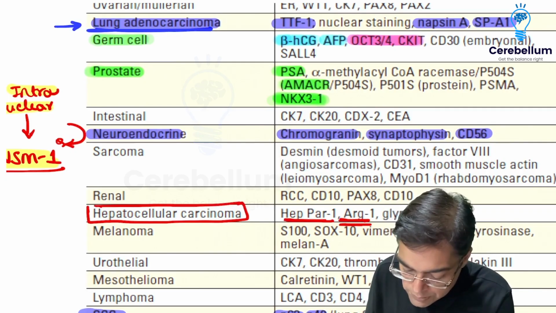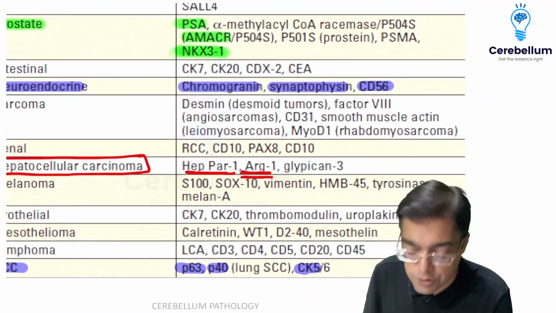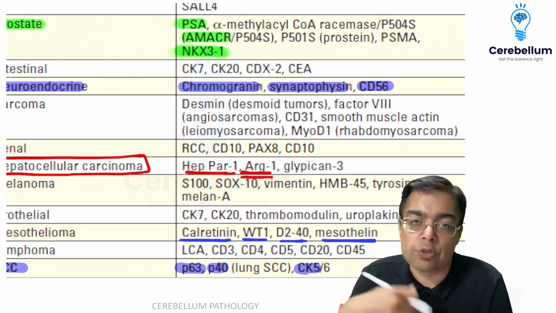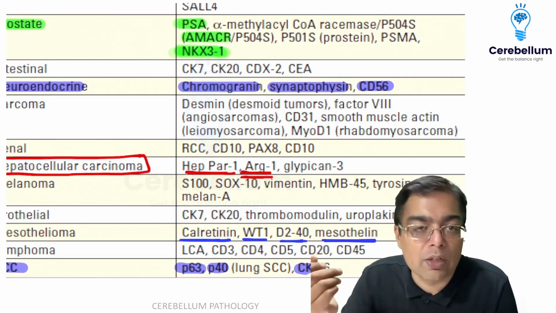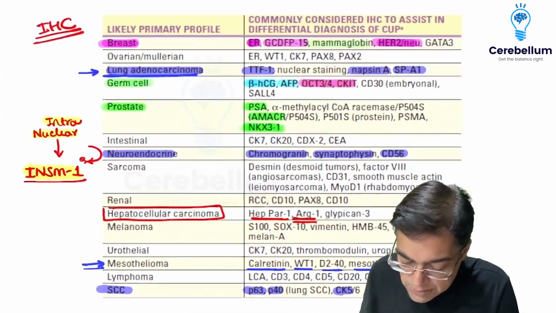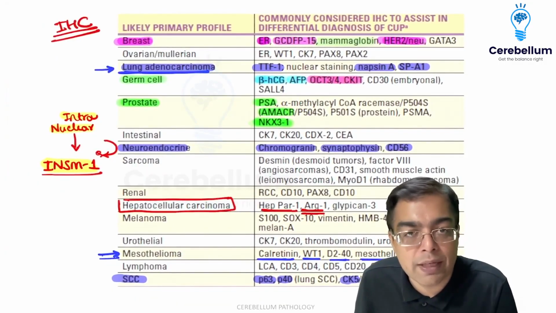Next in the order of importance, mesothelioma. Mesothelioma is going to have markers which are calretinin, WT1, D2-40. Of course, mesothelin is going to be a giveaway. Mesothelioma having mesothelin, I mean, we don't expect that to be asked in the exam unless the examiners happen to be too kind to us. But these are the special examples of markers about which we need to have an idea, which are going to be useful for making a diagnosis of cancers, right?